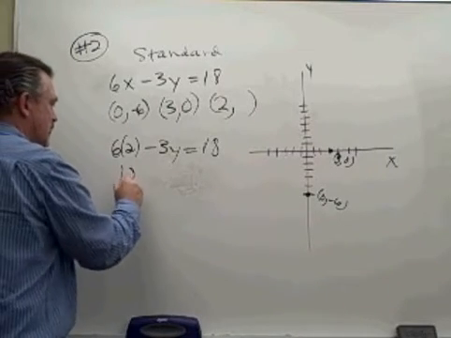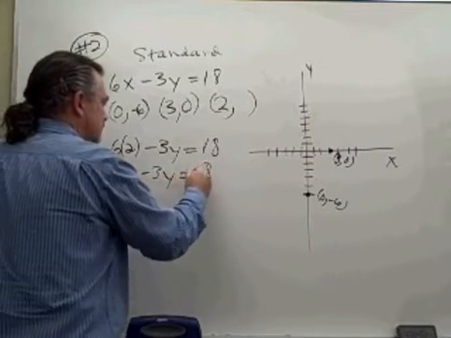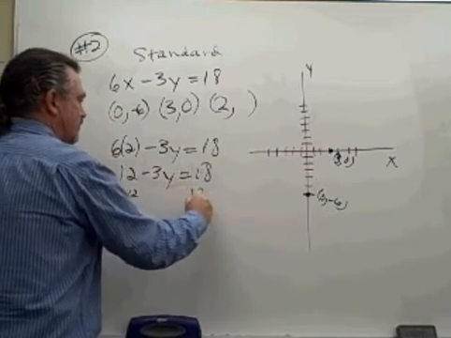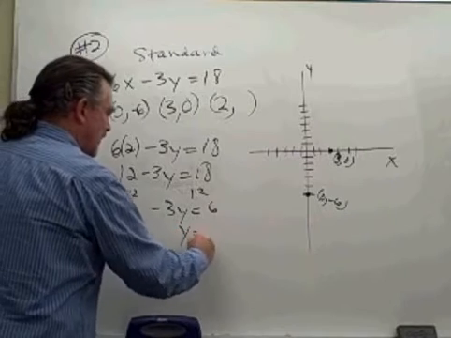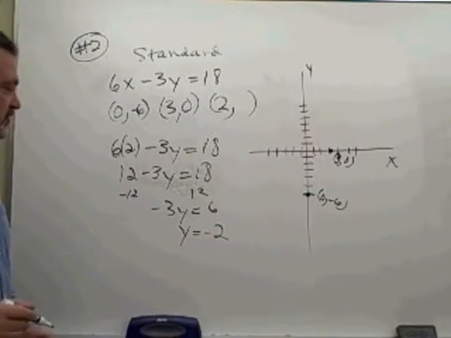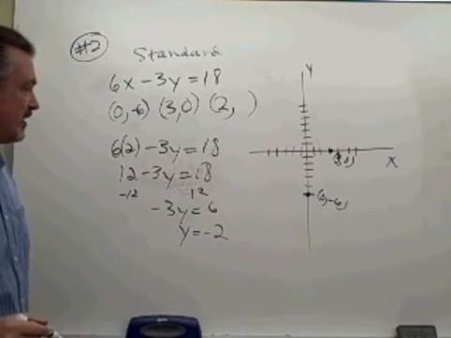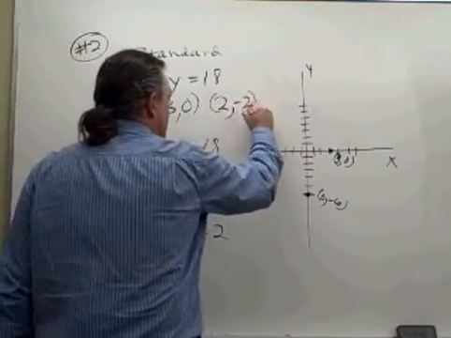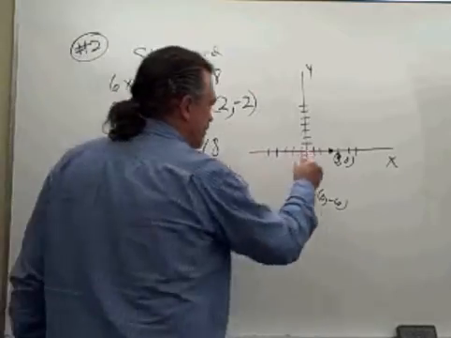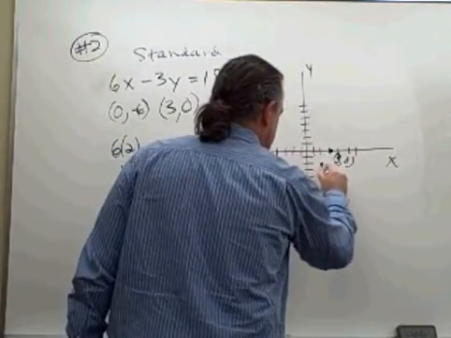So 2 times 6 is 12. Subtract 12 from both sides. I get negative 3y equals 6. So y equals negative 2. So when x takes on the value of positive 2, y needs to have a value of negative 2. And that would be the point right here, 2, negative 2.